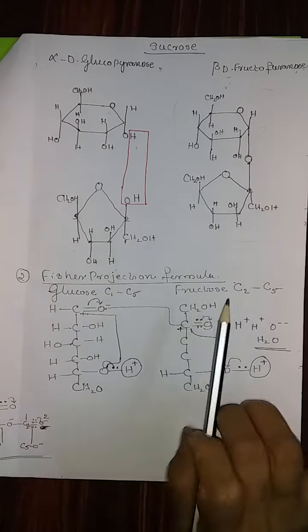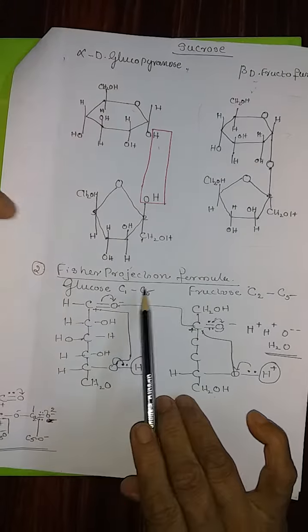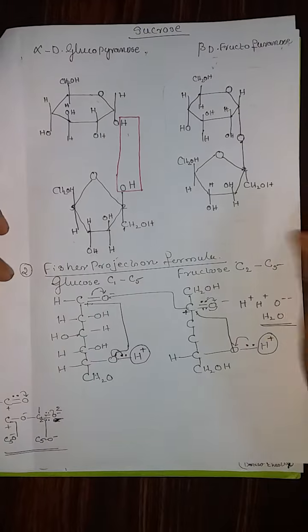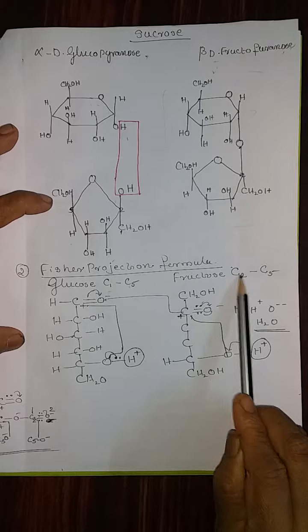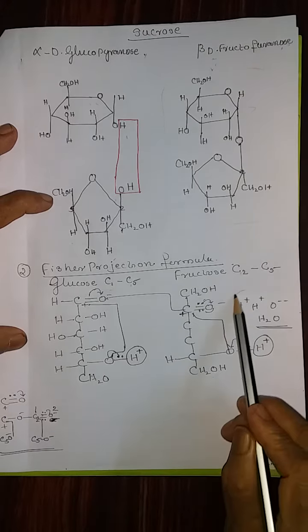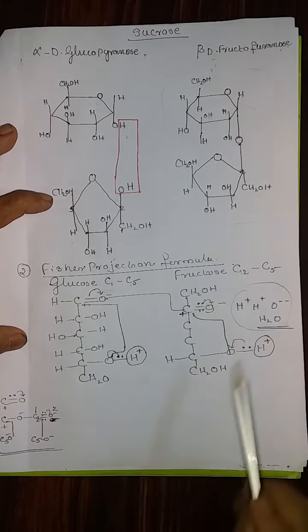Another structure is also possible, that is the Fisher projection formula. Since you know the mechanism, it is easy. Here it is C1, C5. This is C2, C5. The only thing is the elimination of water like this.